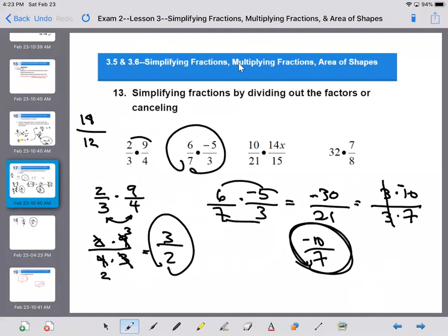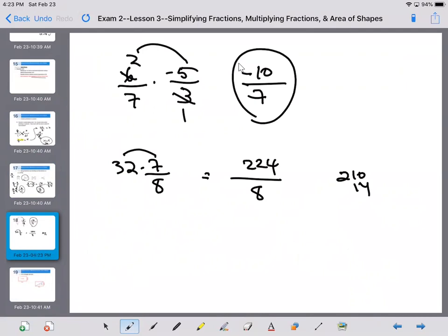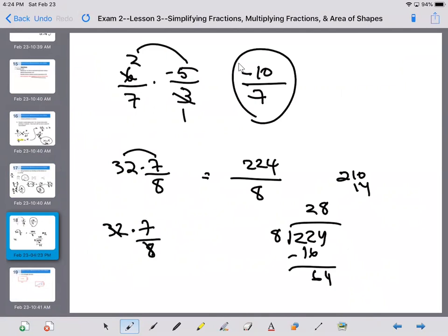And then let's look at, what if we had 32 times 7/8? Well, I could certainly multiply 32 times 7 and place that result over 8. So that would be 210 and 14, so 224. And then I could divide, so 8 will divide 224 28 times. Or I could look at, well, 8 will divide 32 4 times. So what's 4 times 7? You get 28. So you're still going to get the same thing.